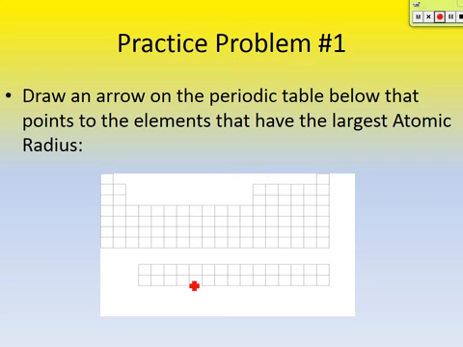So, practice problem number 1, it says to draw an arrow on the periodic table below that points to the elements that have the largest. Again, you're just going to start up here and draw an arrow to the bottom left. Put small up there and large down here. So francium, Fr, is the largest in terms of radius. Helium is the smallest in terms of radius.